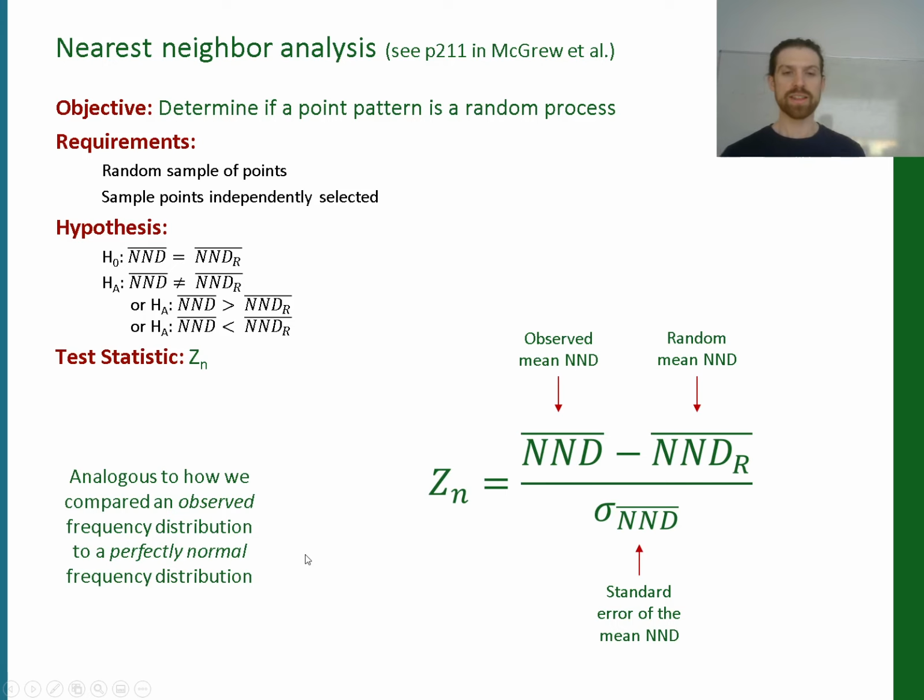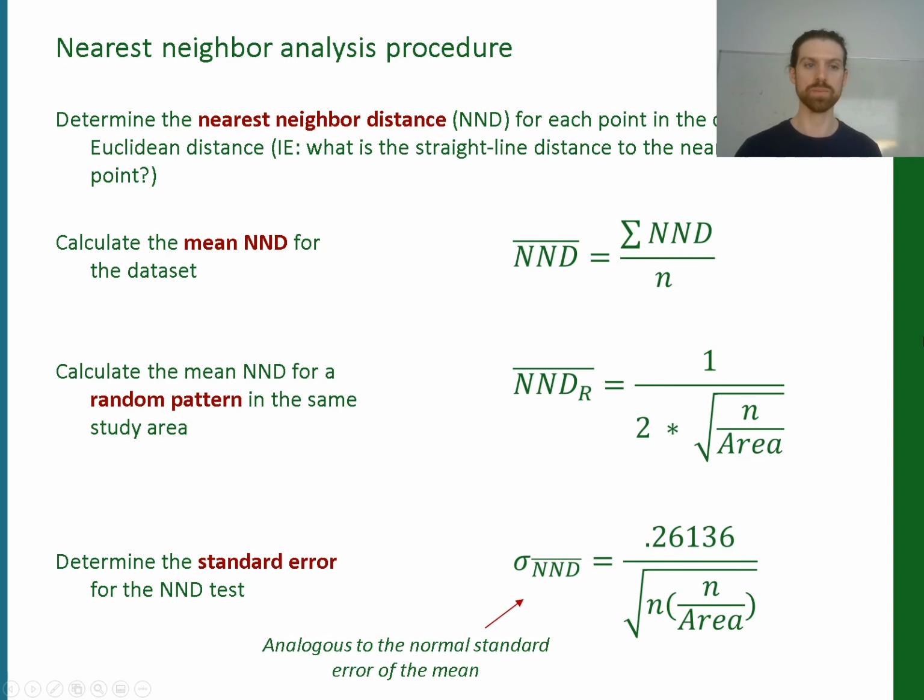But generally, this approach here is analogous to how we compared observed frequency distributions to perfectly normal frequency distributions in some of the previous inferential statistical tests that we've covered earlier, maybe only 3 or 4 weeks ago, where we focused on quite similar tests to the one that we're focusing on here. It's just that this one is spatial. So we need to actually determine the nearest neighbor distance. So how do we do that?